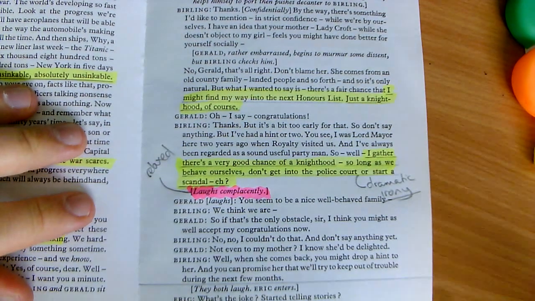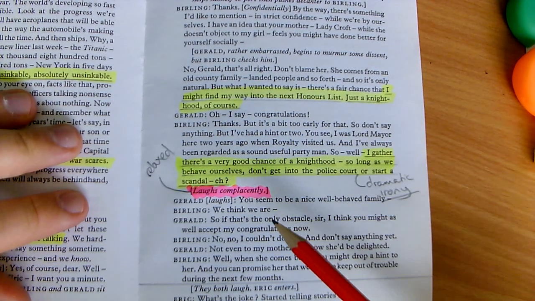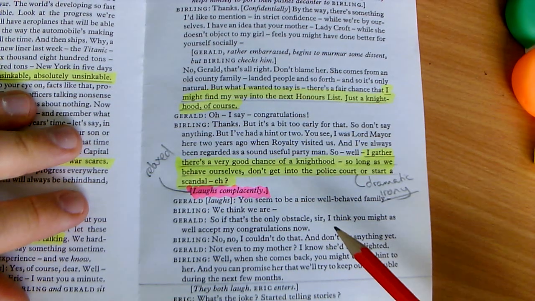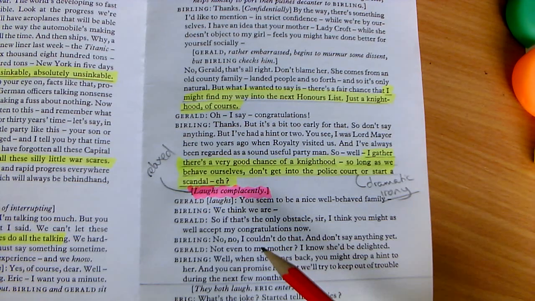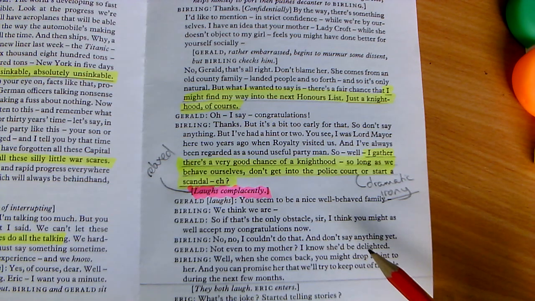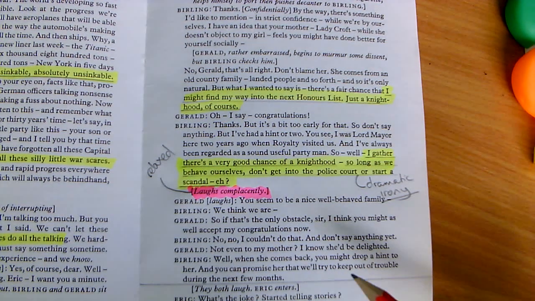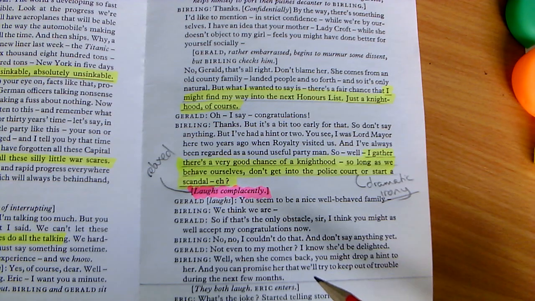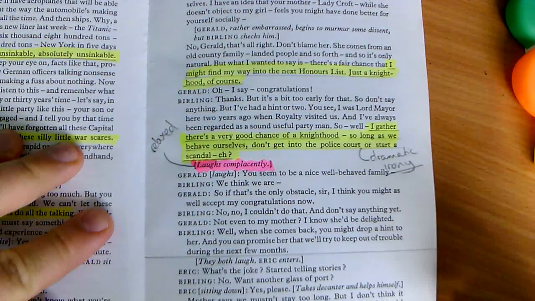Okay, Gerald, you seem to be a nice, well-behaved family. We think we are. So if that's the only obstacle, sir, I think you might as well accept my congratulations now. No, I couldn't do that, and don't say anything yet. Not even to my mother? I know she'd be delighted. Well, when she comes back, you might drop a hint to her, and you can promise her that we'll try to keep out of trouble during the next few months. They both laugh, and Eric enters.